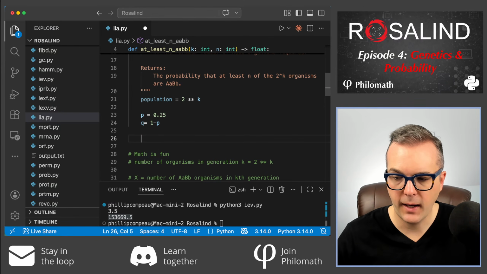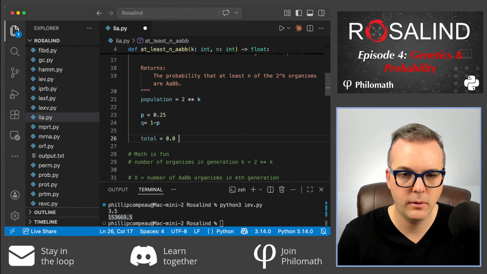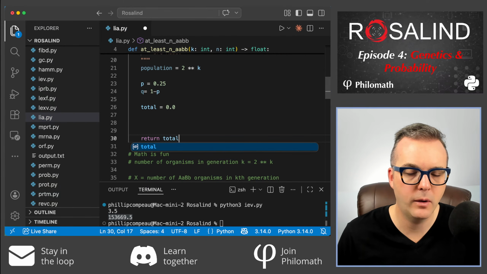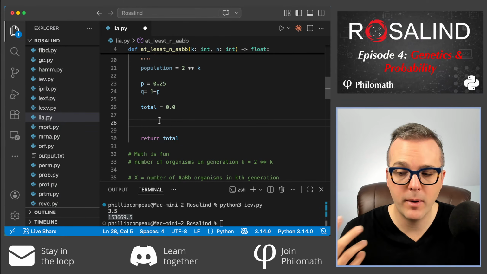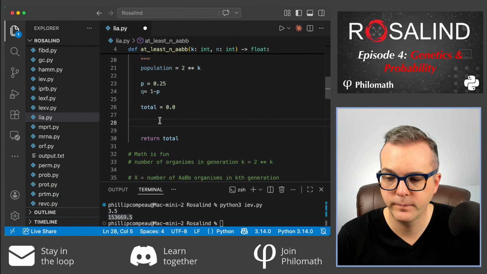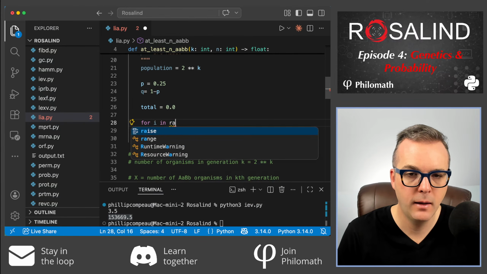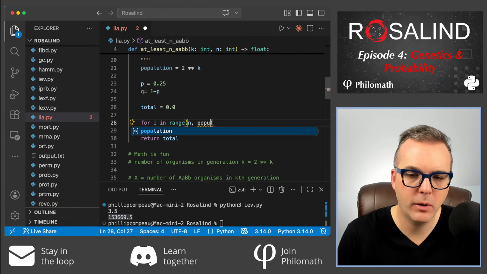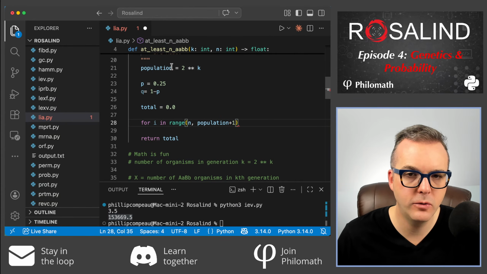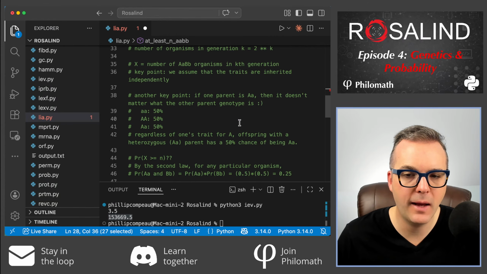Then we're going to say total is what we're eventually going to return. I'm going to start it at 0, so I'll return it at the end. And then I want to range over my population. So we're going to have our i. It starts at n, and it goes up to the population plus 1. So that's our 2 to the k. So these are all the possible cases that we have.